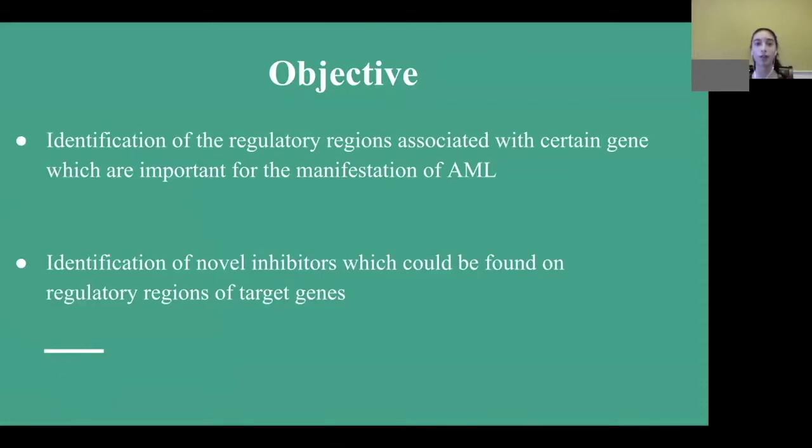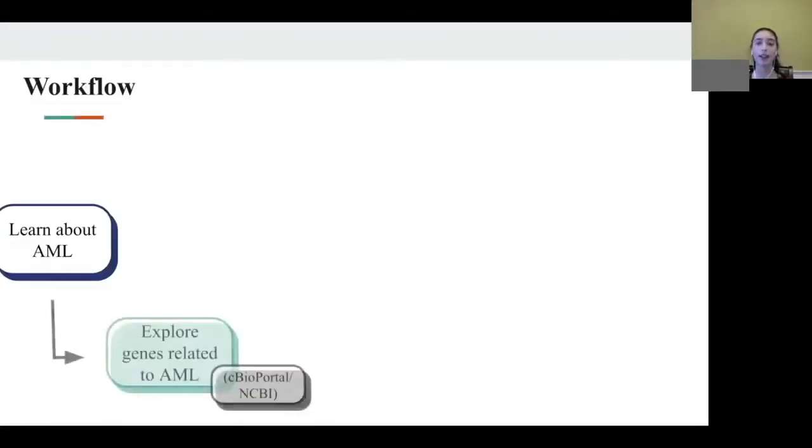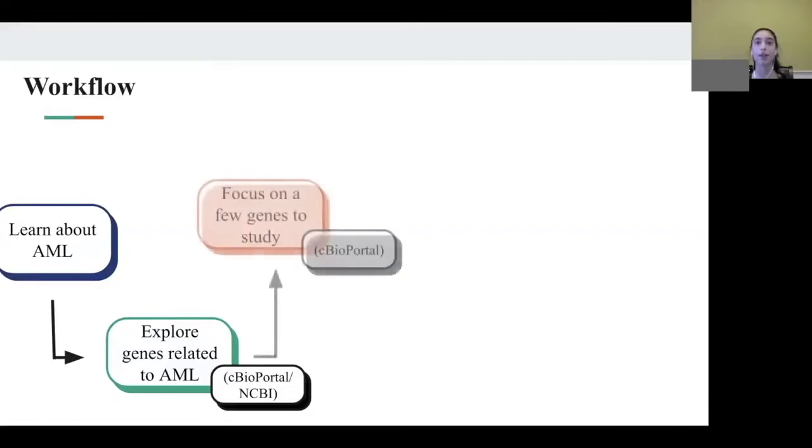In my workflow, I explored genes related to AML using the cBioportal software and NCBI software. Using the data from these softwares, I focused on a few genes to study for my research. I utilized the cBioportal datasite, which provides different kinds of samples and cohorts for different studies on AML. And based on mutations and most prevalent genes, I selected a few genes for analysis.